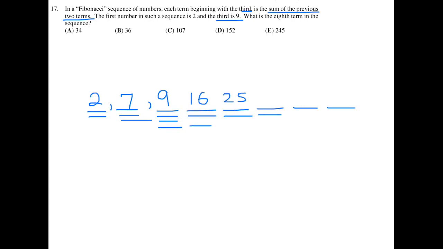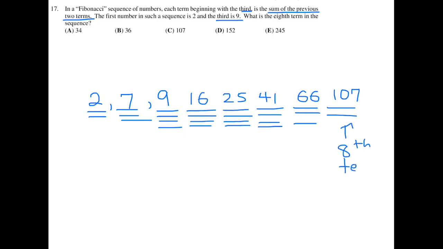This term is 16 plus 25, which is 41. This term is 25 plus 41, which is 66. And finally, that term is 41 plus 66, which is 107. And this is the 8th term. So the answer to this question is C.